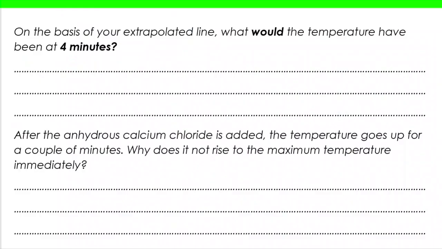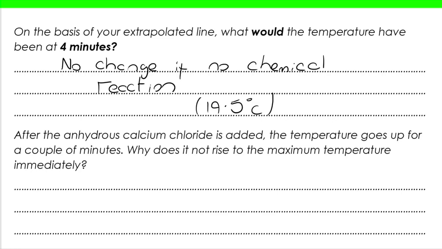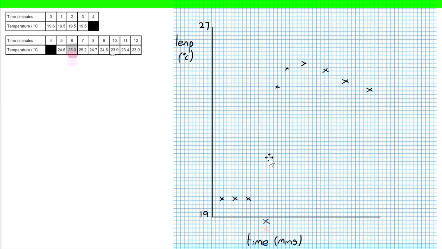So on the basis of the extrapolated line, what would the temperature have been at 4 minutes? Well, we're going to come back and talk about that in a moment from both directions. But in terms of the first line, the reaction about what would happen at 4 minutes if we didn't add a reagent, we would have expected it to stay at 19.5 degrees C. But there's also an interesting fact within the graph that temperature went up at minute 5, but it went up at minute 6 and it went up at minute 7 as well.